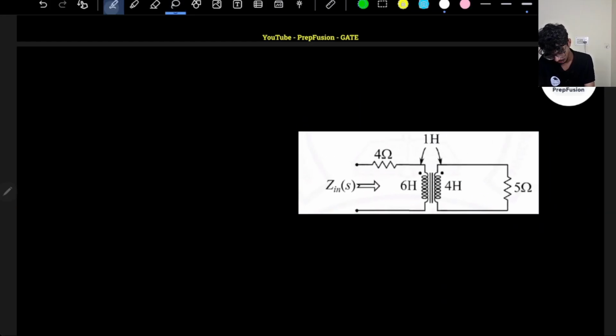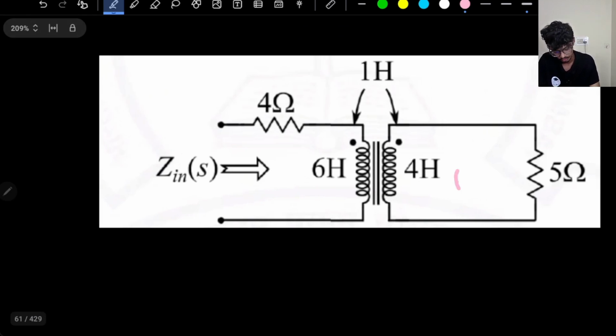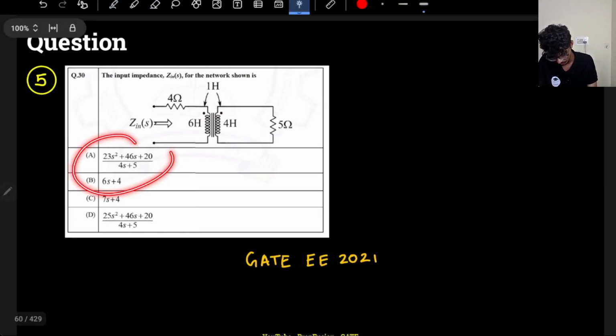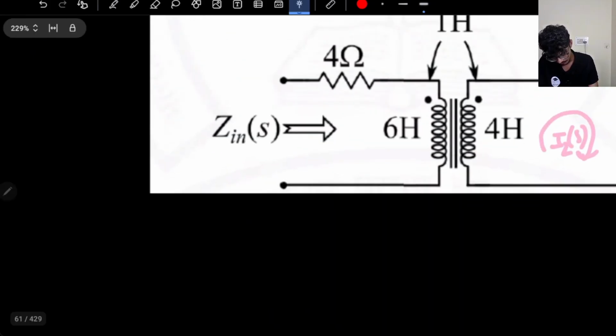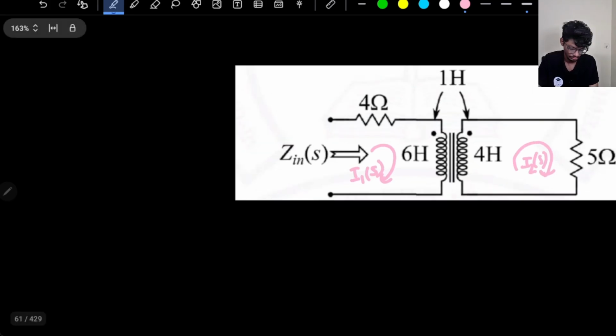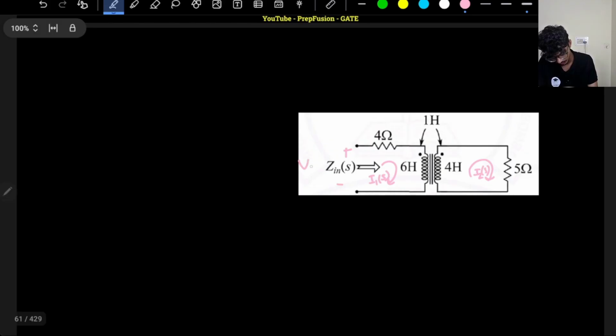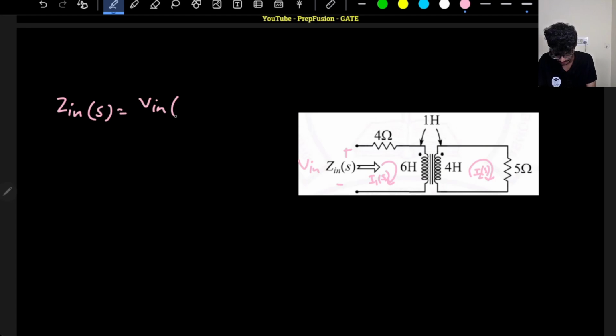And I will apply the mesh law. So this will be some I2 current, I2 of S. I'm converting everything in terms of S because they have asked, if you see, in S domain only. So this will be I1 of S, and this is basically my V input of S. So my input impedance Z in of S will be equal to V input of S divided by I1 of S.